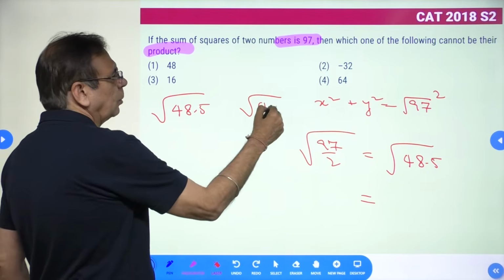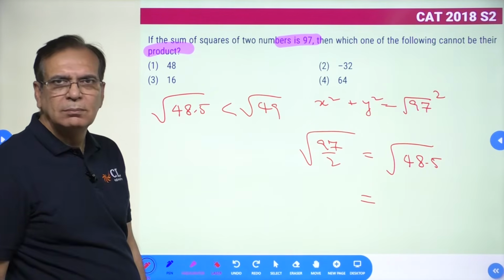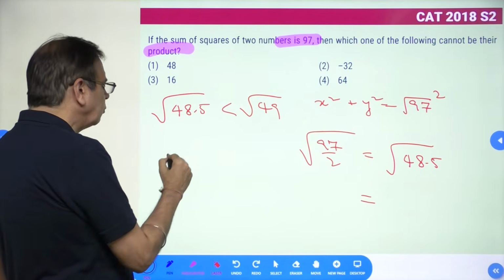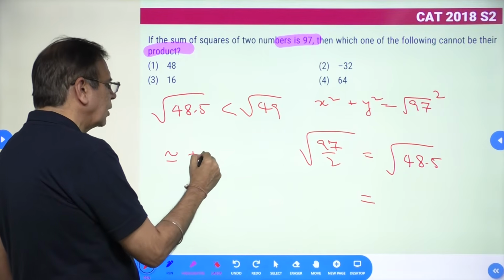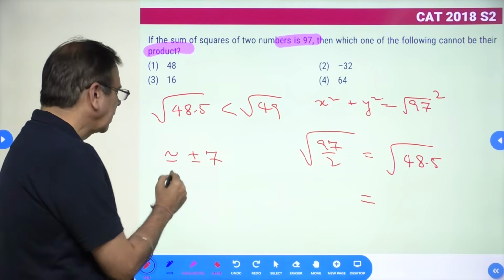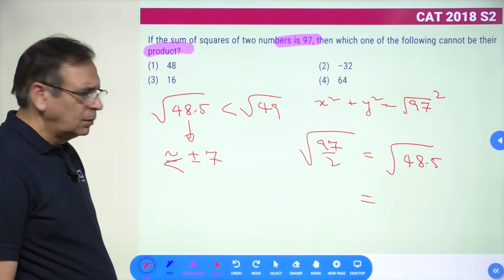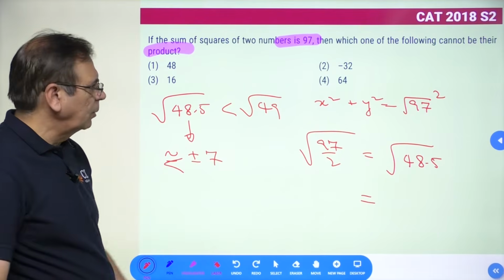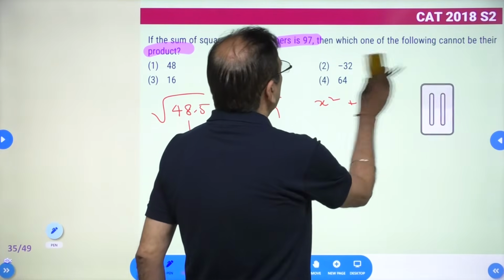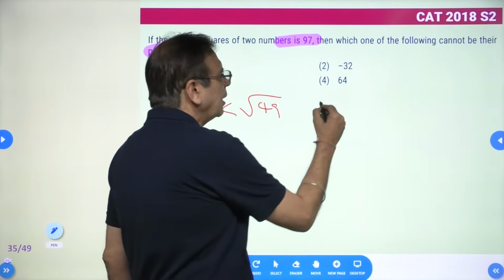Under root 49, तो मालूम है ना? So can I say this value will be approximately plus minus 7 or slightly less than 7? Let's say this value will be slightly less than 7. Okay, it could be plus 7 or minus 7. Okay, अब मेरे को बताओ प्रोडक्ट क्या होगा? So x into y.